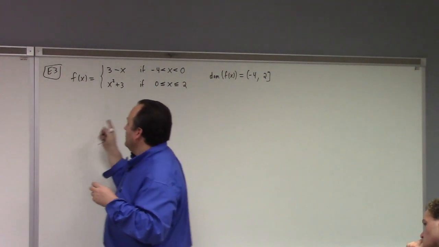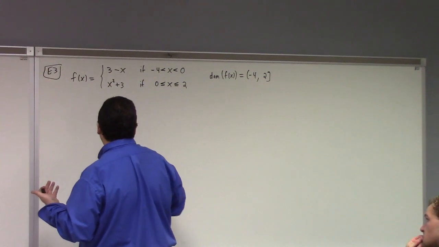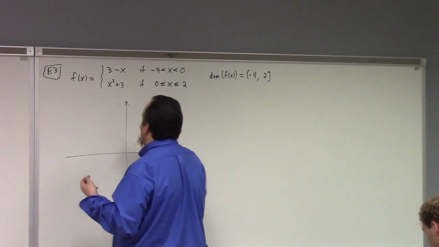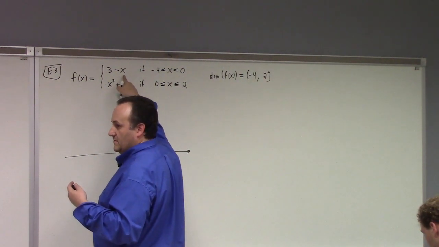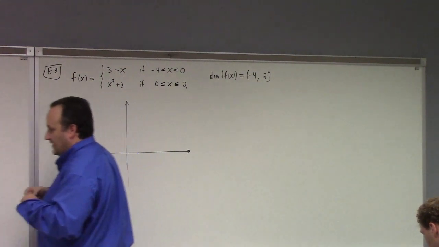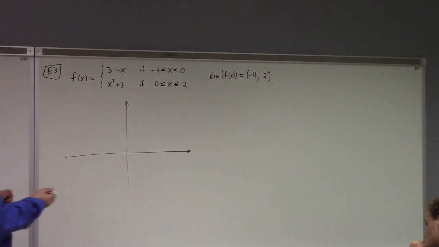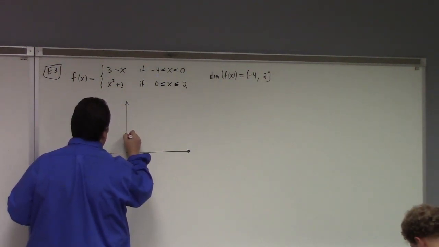So this one here, I'm just going to graph, because we know the graphs of these functions, right? That's 3 minus x. That's a line, right? y equals 3 minus x is a line with slope -1 and a y-intercept of 3. So that would look like this.